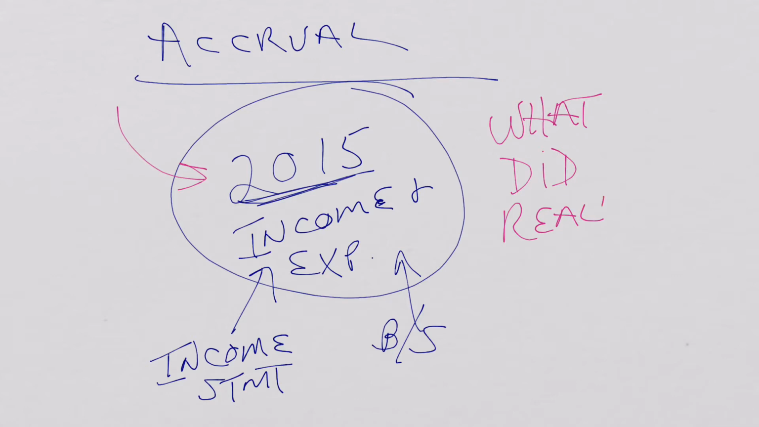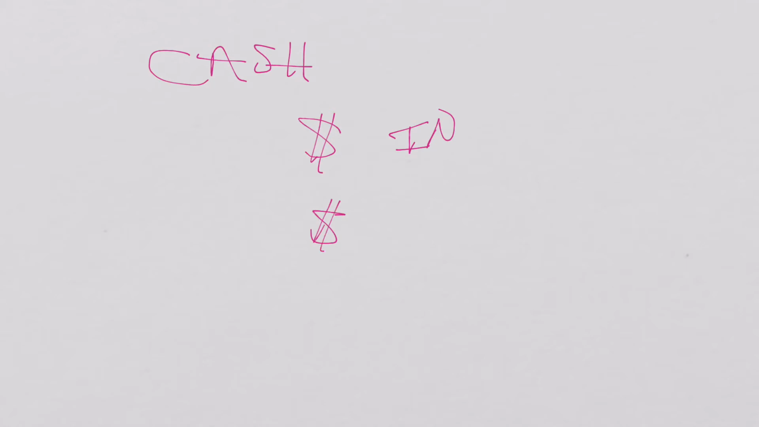Not caring about when you paid the expense or when you received the income. I know I'm repeating it, but it's so important to get the concept here. What did you really do? That's what it's showing. And that's as opposed to the cash basis, which again we did talk about, but the opposition of the cash basis is only concerned about money in, money out in the year.